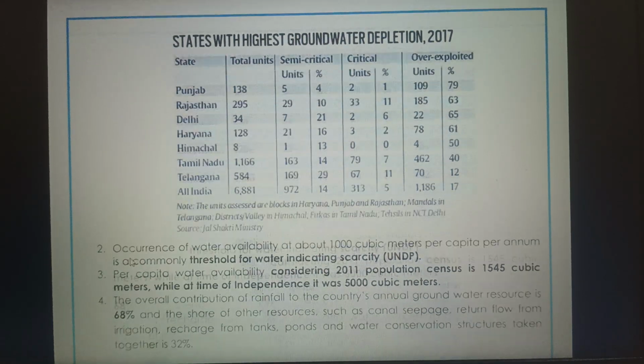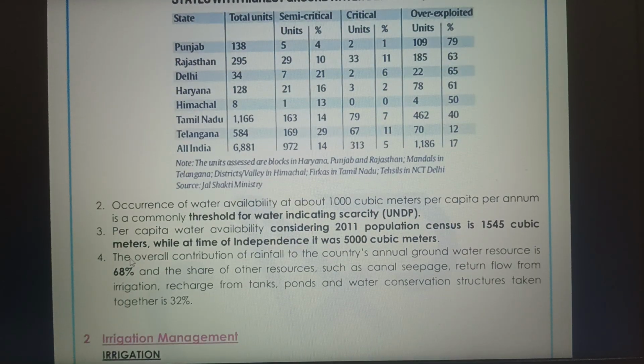Now coming on to the occurrence of water: availability at about 1000 cubic meter per capita per annum is commonly called the threshold, indicating water scarcity. Now whenever we say that water is scarce, that it is not available, where does this definition come from? The scarcity of the water.